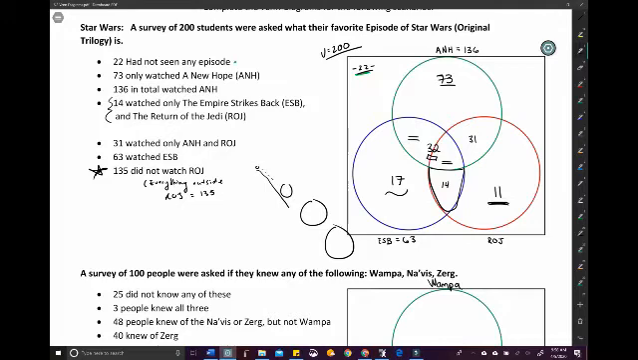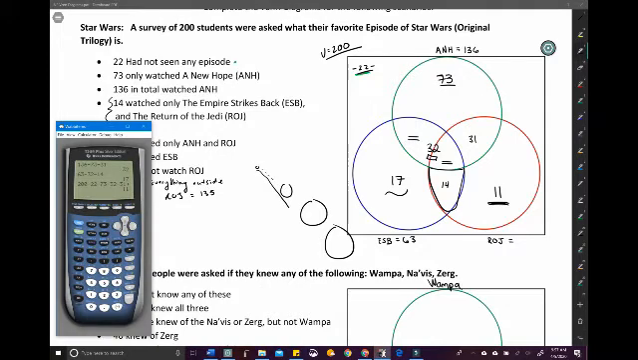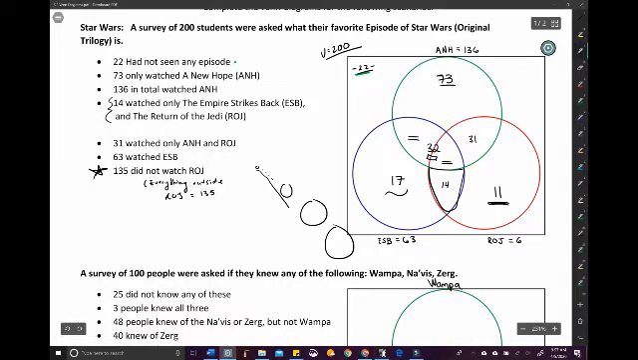Once you start to push that snowball down and find some things, hopefully the events start to make sense here. So Return of the Jedi, everything outside is 135. That means everything inside Return of the Jedi must be the opposite. 200 minus 135 is 65. So think about it. If 135 did not watch Return of the Jedi, they were out here. Well, that means 65 did watch Return of the Jedi.